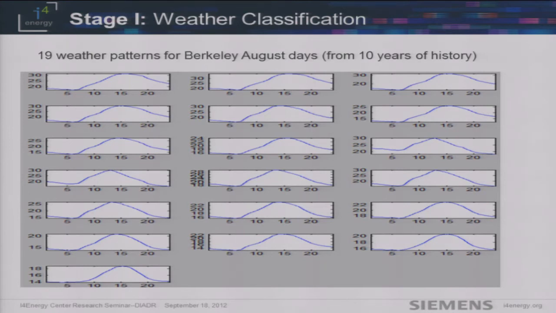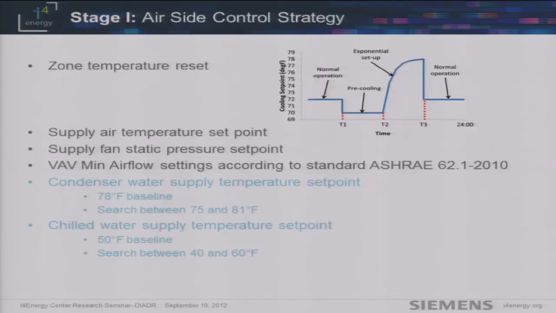For this project, for Berkeley, we identified 19 weather patterns from the last 10 years of historical data. For these patterns, we designed HVAC strategies, and those involve zone temperature reset and supply temperature reset, supply fan static pressure, which we could not control here but still used for the evaluation, and also VAV minimum airflow requirements and ventilation.